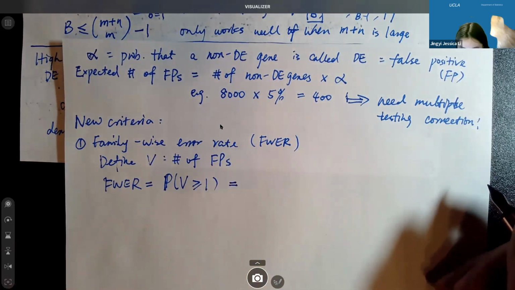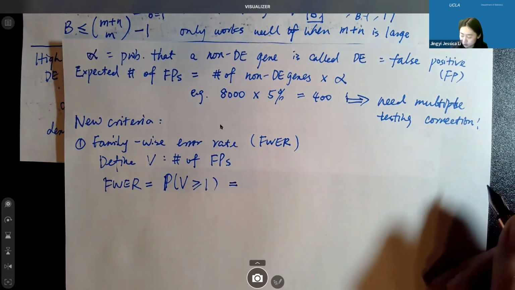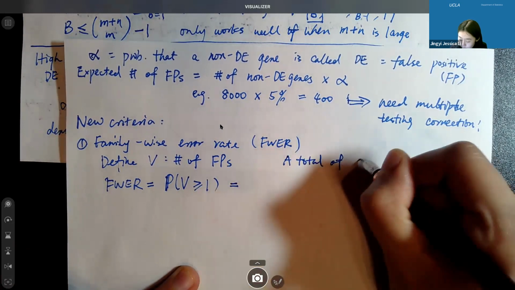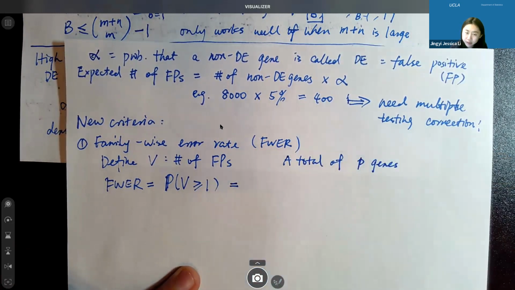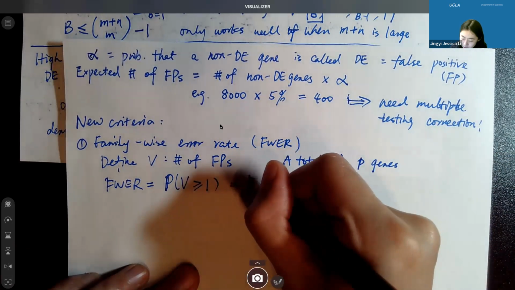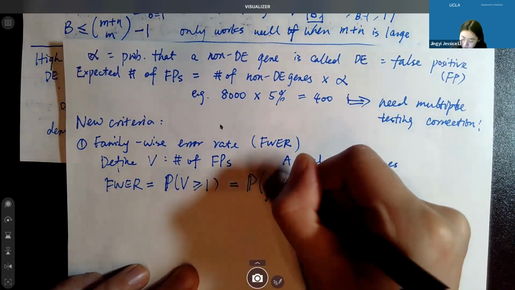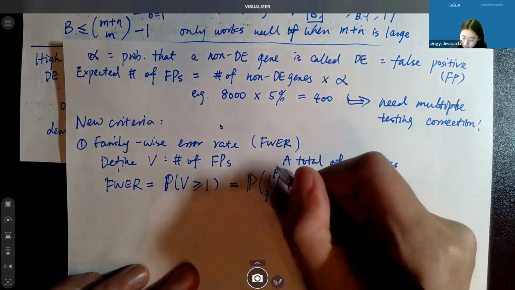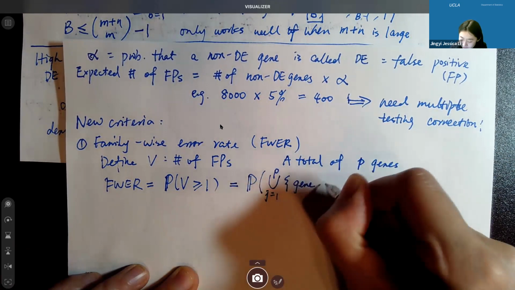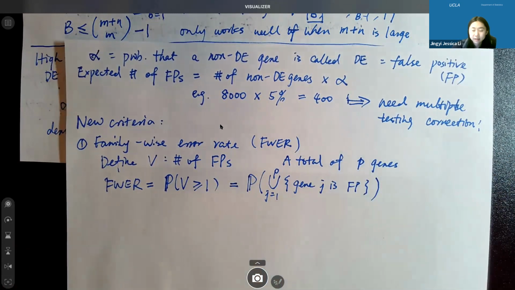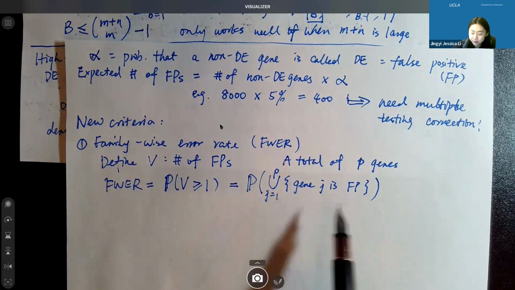So let's say we have a total of P genes. Then we just check the probability of this union event. Let's say we let J go from 1 to P, and we check the union of whether gene J is a false positive. So if one of these events happens, this union would happen, and then that satisfies this, right? That's the whole logic.